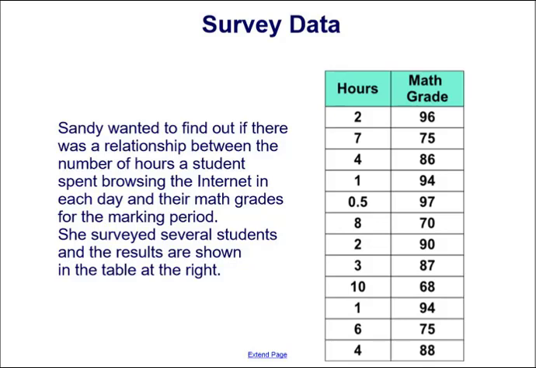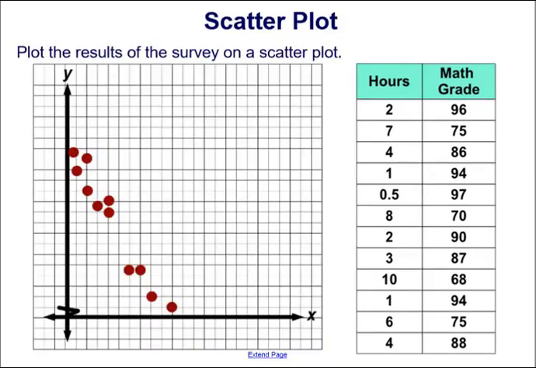So if we want to make a scatter plot, we can think of the variables as our hours and math grades. The variable of hours would be our x variable and our y variable would be our math grade. So our x-axis would be the amount of hours and our math grade would label the y-axis. So here is our scatter plot.